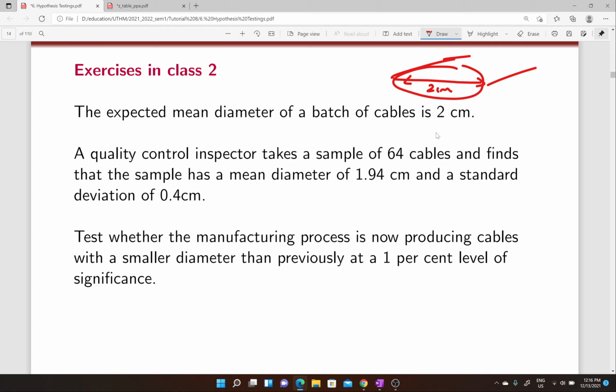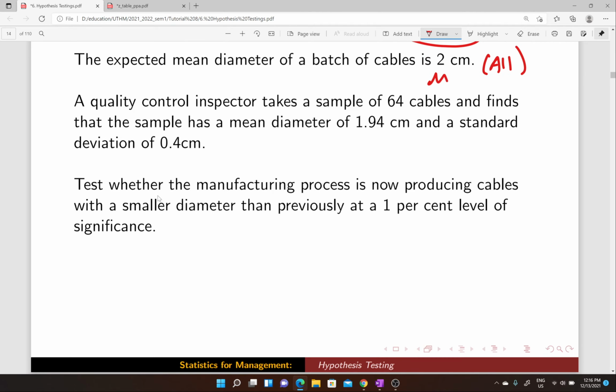This is the population mean. When we consider all the cables, it is the population. The quality control inspector takes a sample of 64 cables. Now he takes 64 and wants to test the diameter, and he finds that the 64 cables have a mean diameter of 1.94 and a standard deviation of 0.4. Can we test whether the manufacturing process is now producing cable with smaller diameter than before at the 1% significance level?